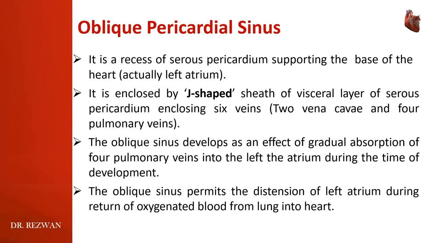For your information, the left atrium is formed mainly by the absorption of the four pulmonary veins, and when that was happening, the J-shaped sac-like sheath of visceral pericardium produced the oblique sinus over there. So obviously this oblique sinus is present posterior to the left atrium. The oblique sinus permits the distension of the left atrium during return of oxygenated blood from the lung into the heart. We know that.